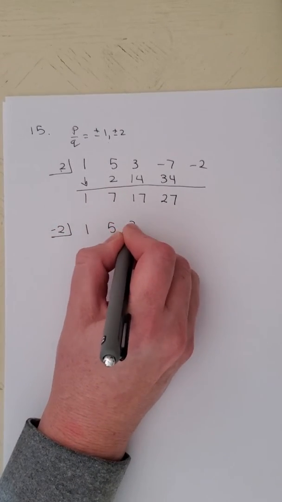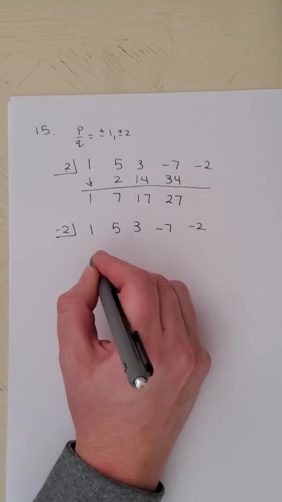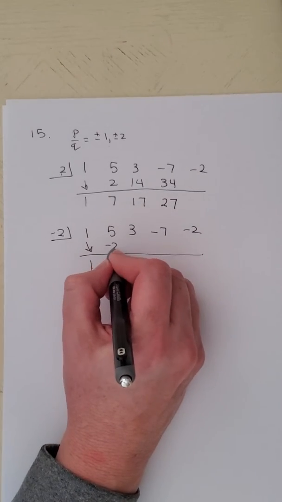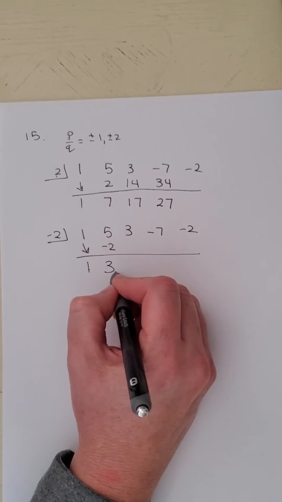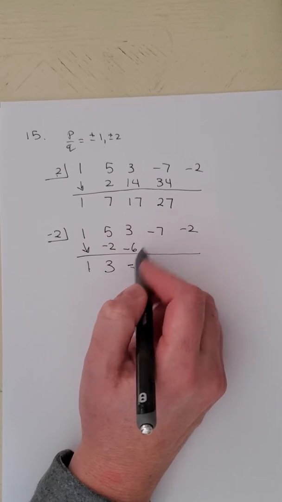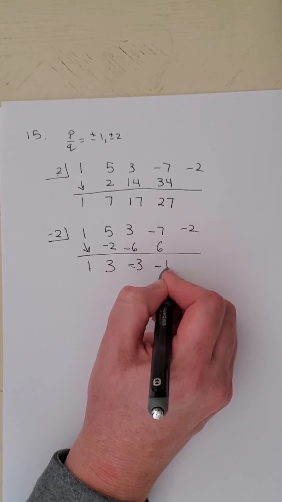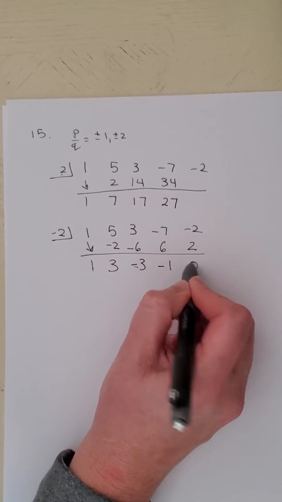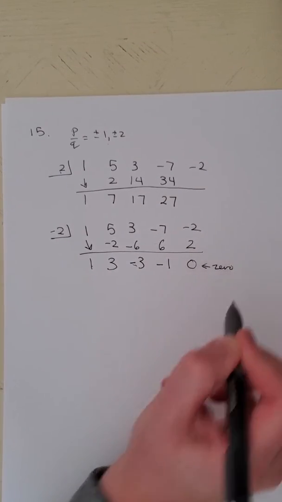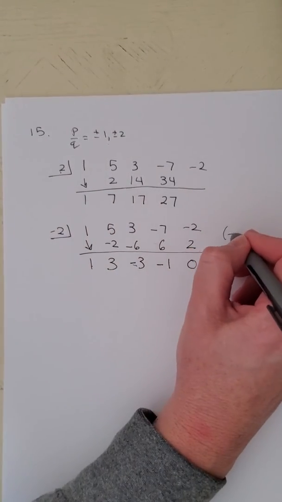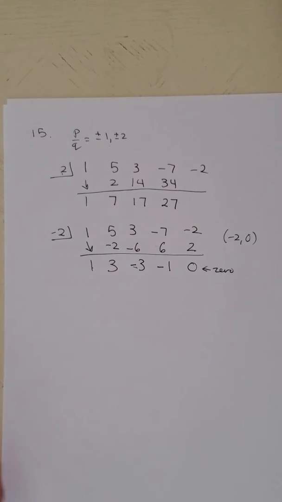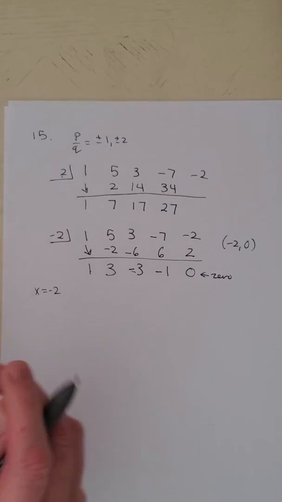1, 5, 3, negative 7, and negative 2. Remember, drop your first term down. That's negative 2. Add downward, 3. Negative 2 times 3 would be negative 6. Add downward, that's negative 3. Multiply, that's 6. Add downward, that's negative 1. Multiply, that's 2. Add downward, that's 0. This is what I needed, right? A 0. That tells me that this is a solution because the point negative 2, 0 lies on my function. So one of my roots is negative 2.